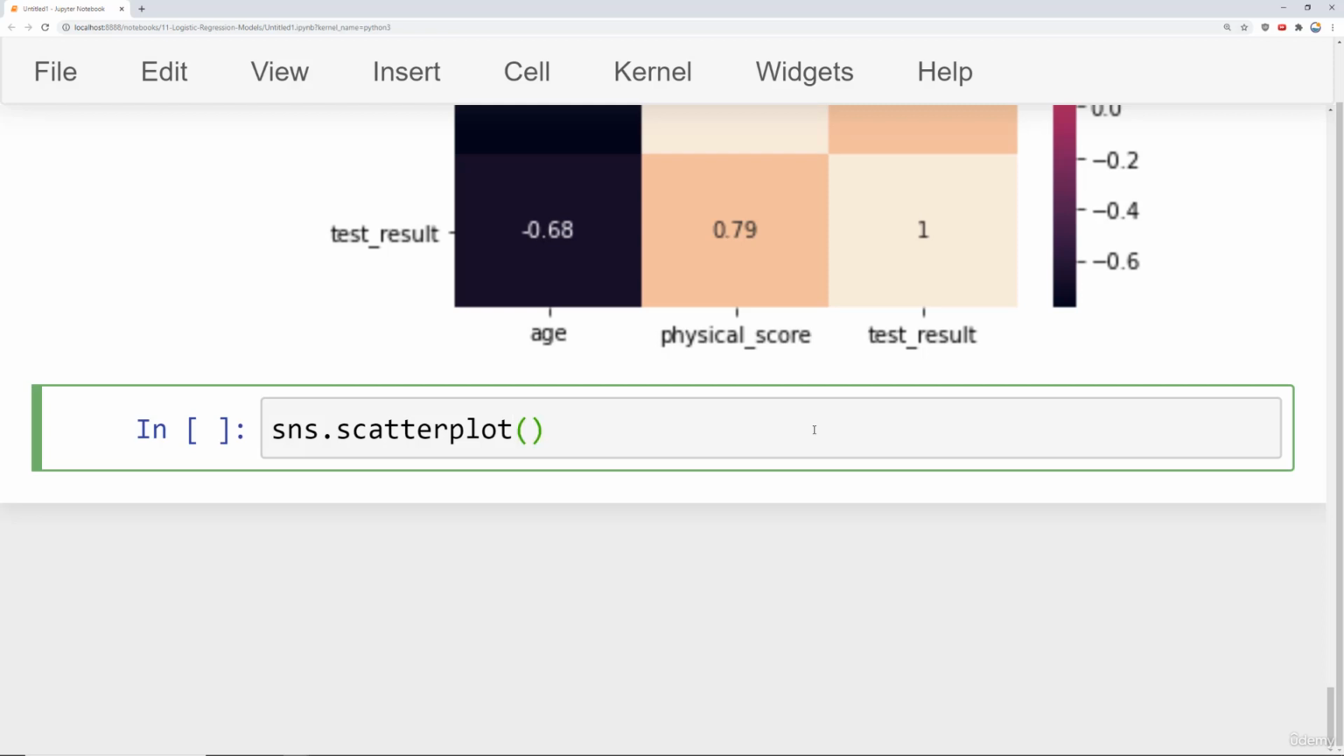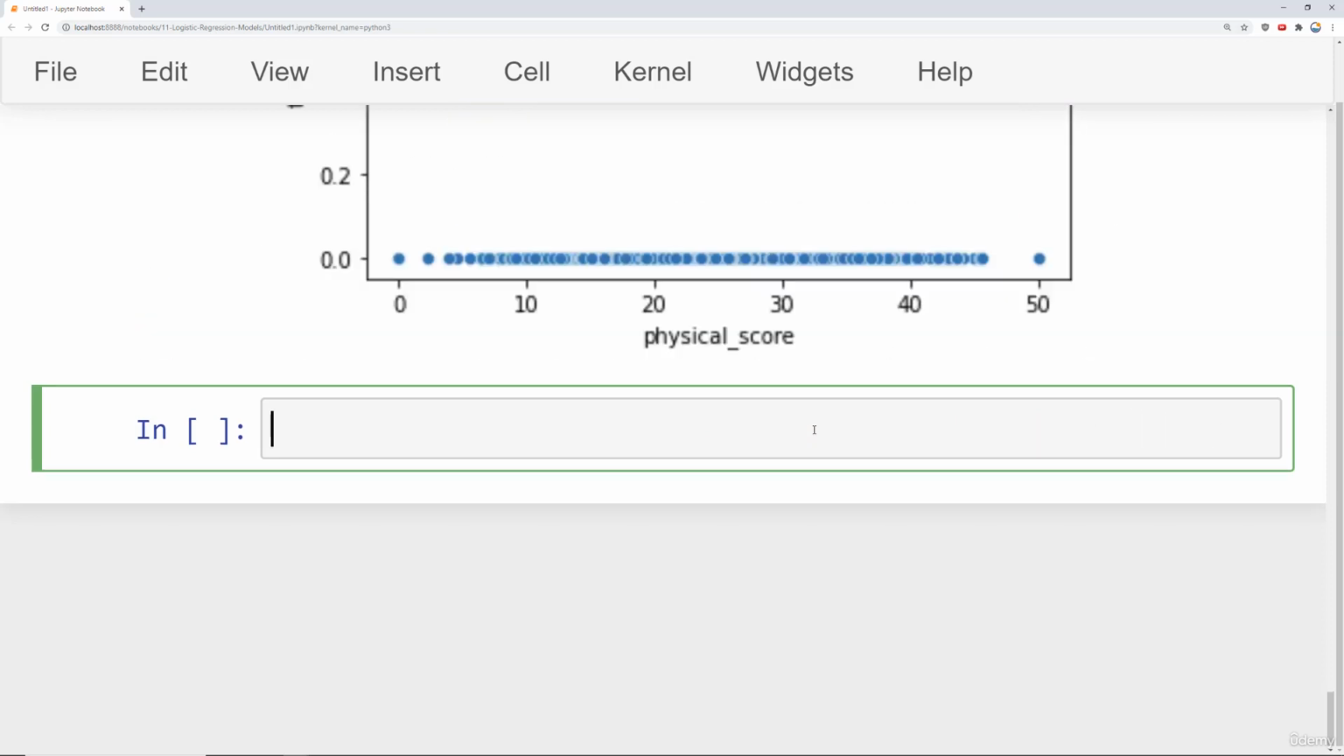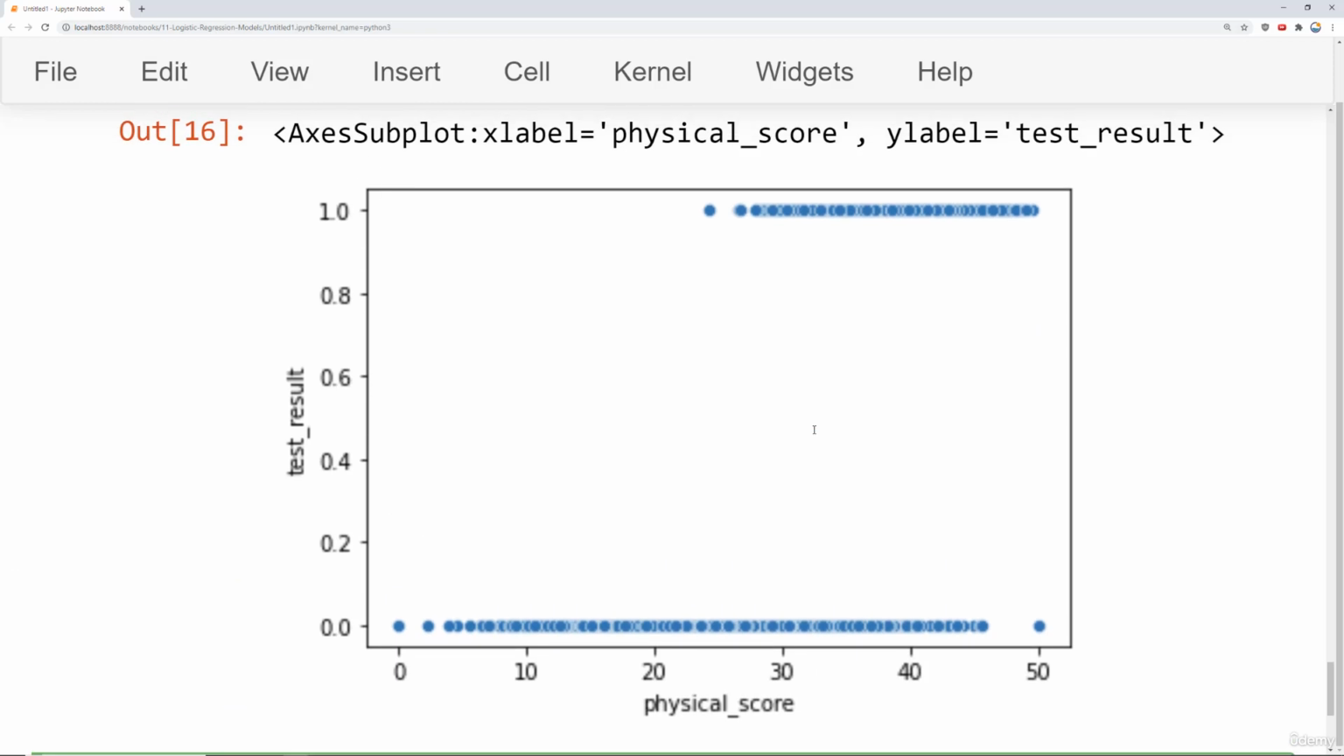But what happens if we actually do a scatter plot where one of the variables is going to be a label, just 0 or 1? So I could say x is physical score, and then let's say y is that test result, and data is equal to df. So I run this scatter plot and I get something that looks like this.